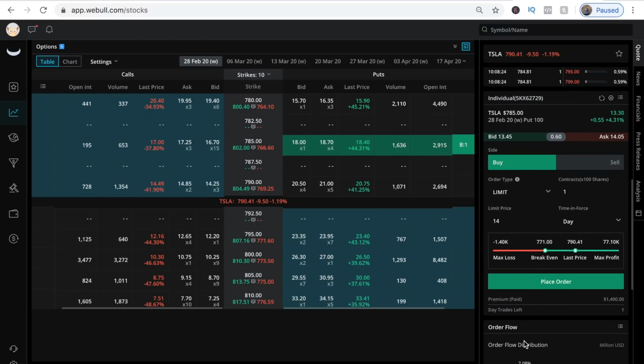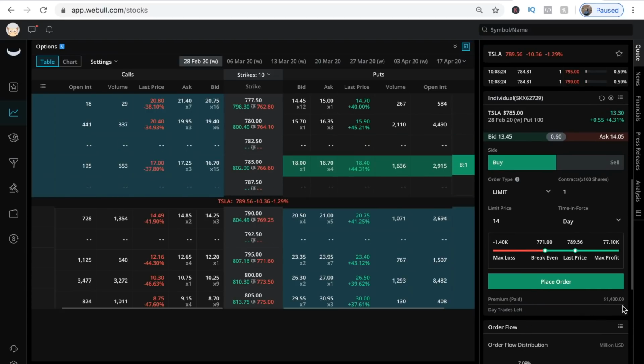And one other thing to note here is that it will tell you the day trades you have left. This is kind of getting into more of the tips and the strategy time, because now we kind of know how this works. We can go on the call side, the put side. That's great. Okay. And so we can start to see, okay, cool. But now it's going to tell you day trades left. So what does that mean?